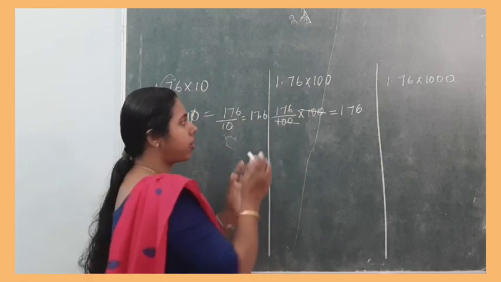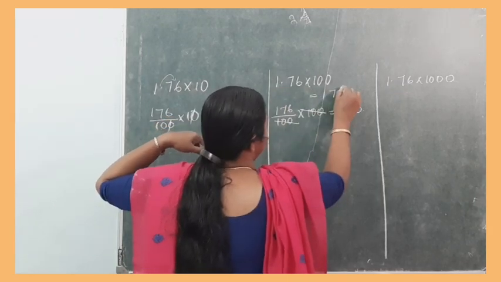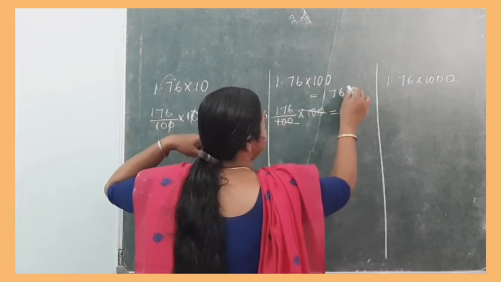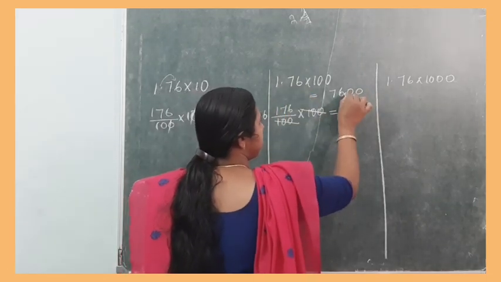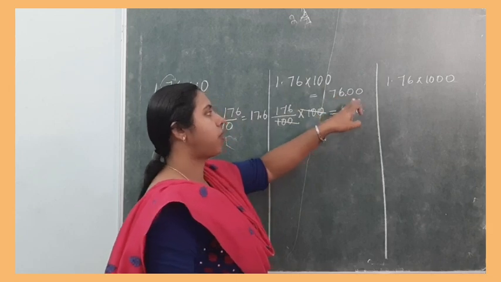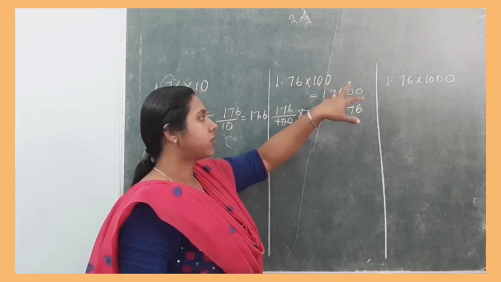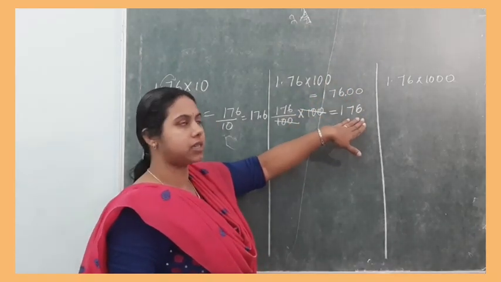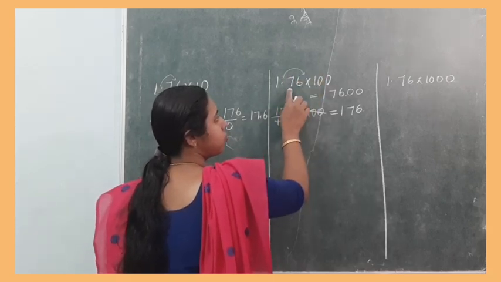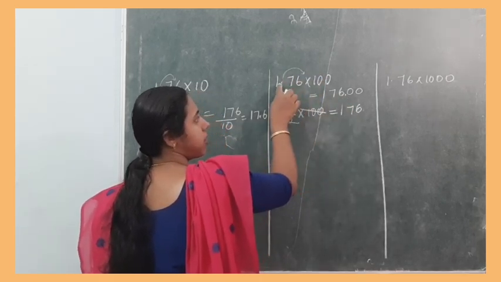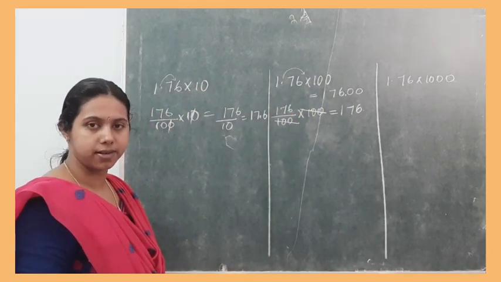Or you can see, if you are multiplying as a whole number, 176 into 100 is 17,600. Then how many decimal places? 2 decimal places. Put 2 decimal places. So it will be 176.00. There is no value for these two zeros, so the answer is 176. Let me see how many places the decimal point moved. The decimal point moved 2 places to the right.